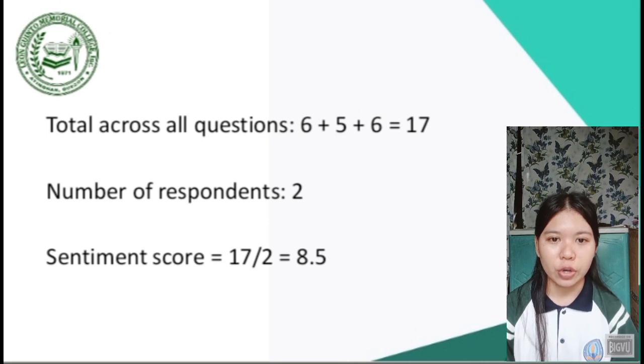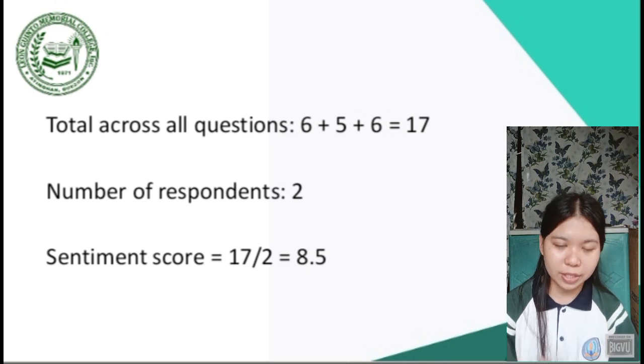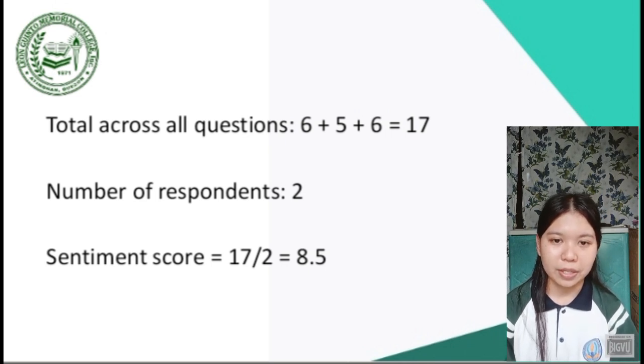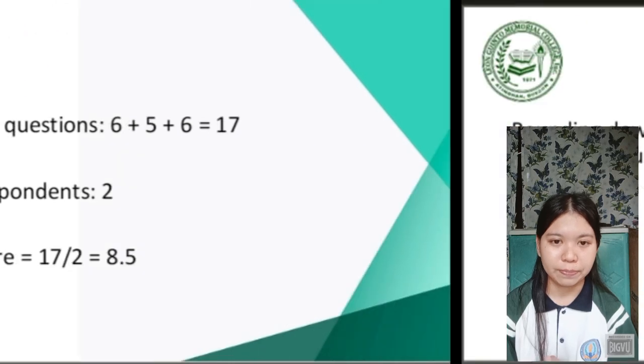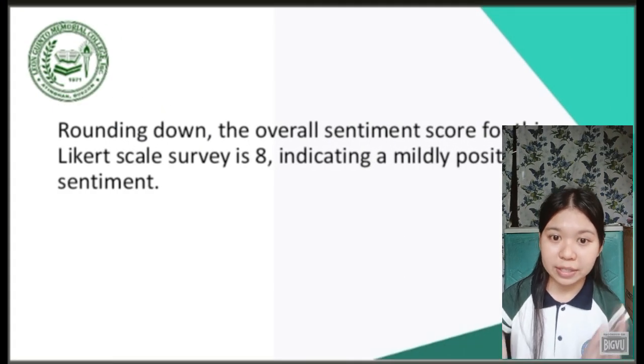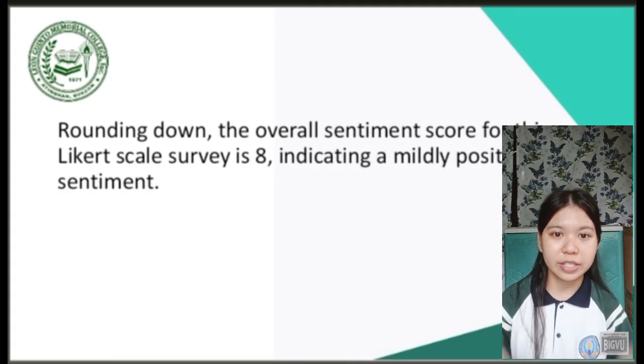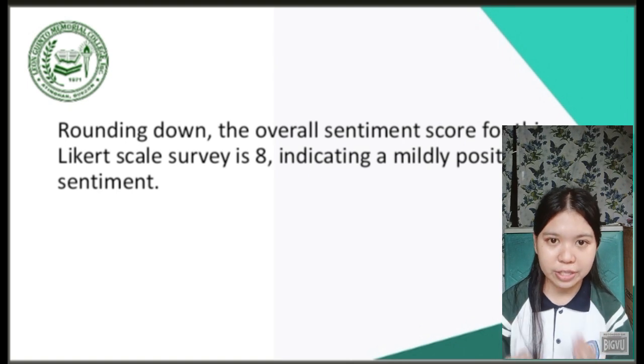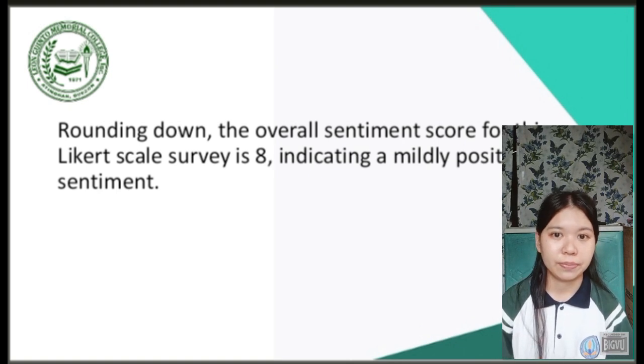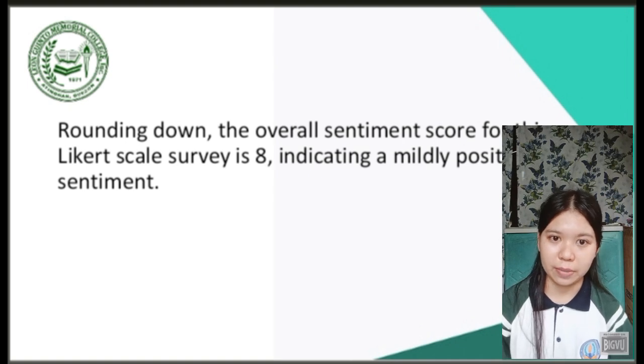So the total across all the questions, you have to add it. So 6 plus 5 plus 6 is equal to 17. And the number of respondents is 2. So the sentiment score would be 17 divided by 2 is equal to 8.5. And rounding down, the overall sentiment score for this Likert scale survey is 8. And it indicates a mildly positive sentiment.